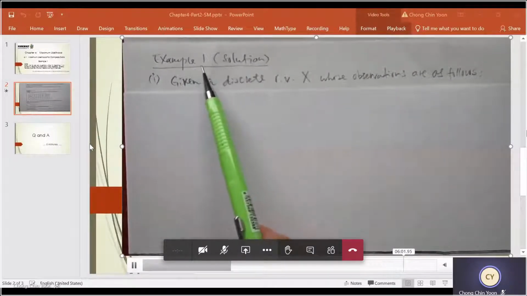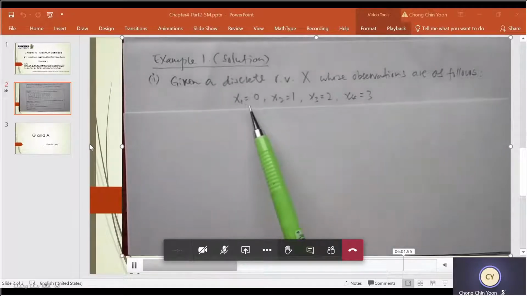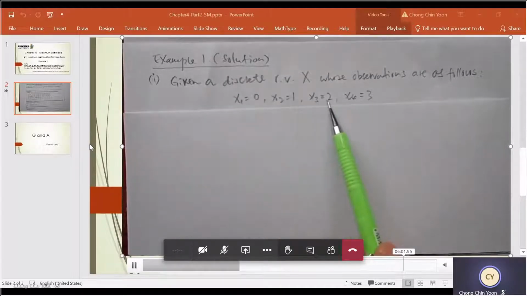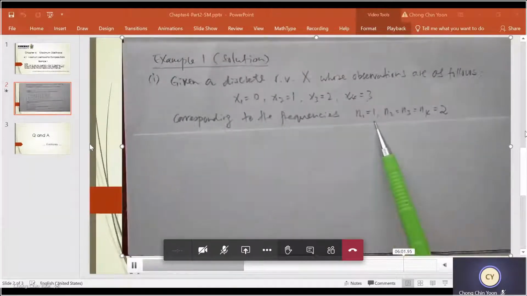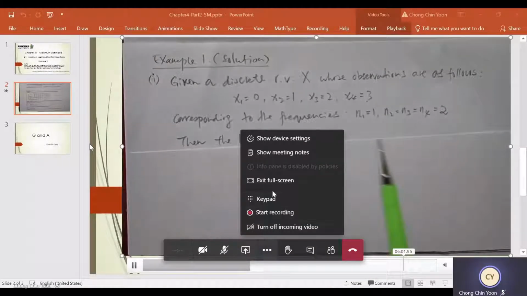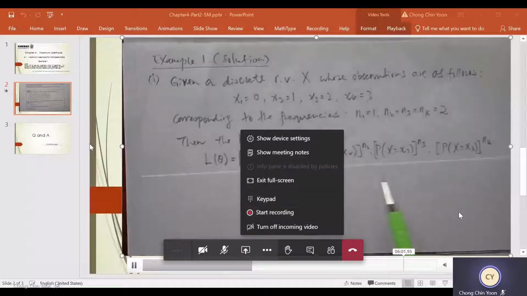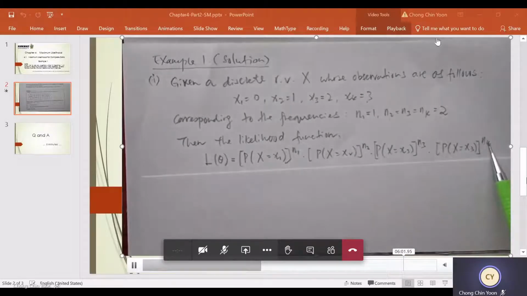Solution for example 1, part 1. Given the discrete random variable x, where observations are as follows: x1 equals 0, x2 is 1, x3 is 2, and x4 is 3, corresponding to the frequency n1 is 1, and n2, n3, n4 are equal to 2. Then the likelihood function is given by this. Since this is discrete, we multiply all the PMF for the corresponding x values based on the frequency respectively.